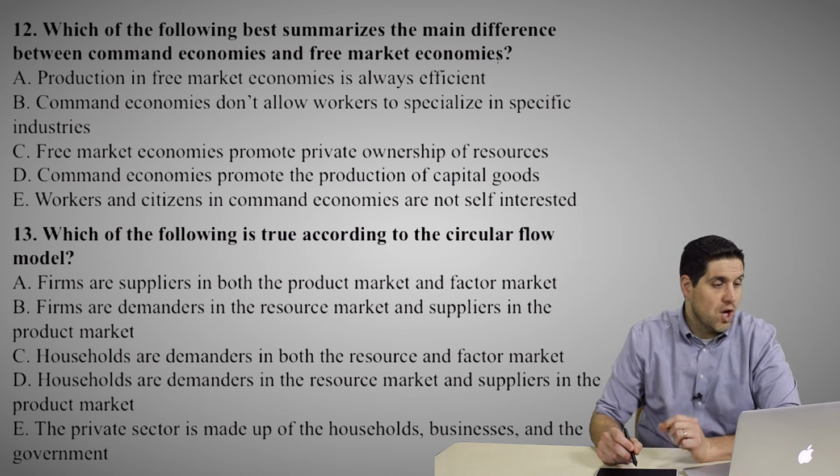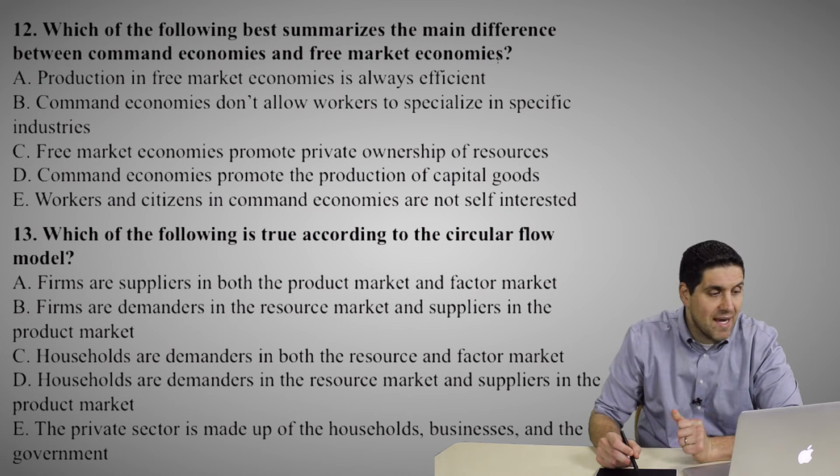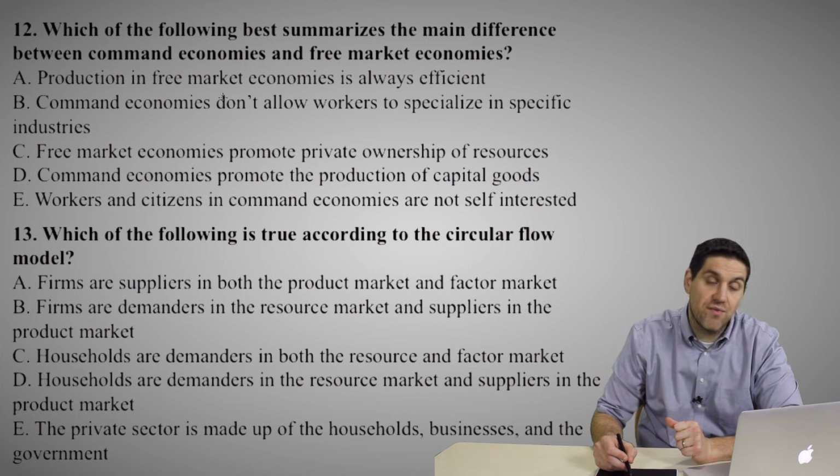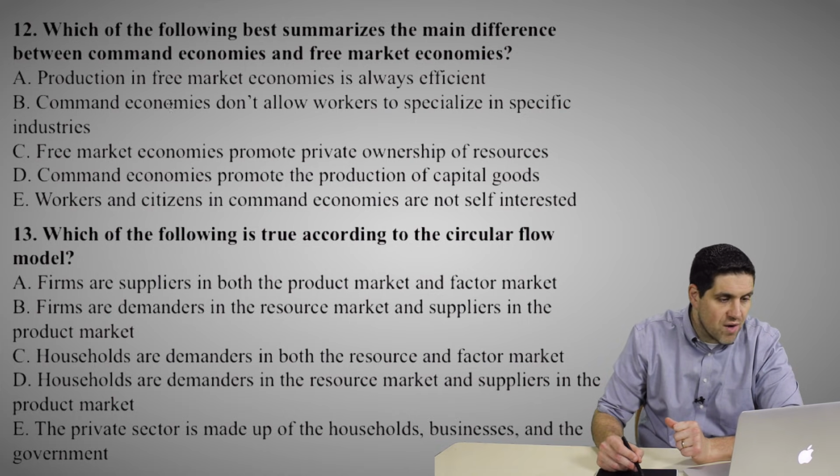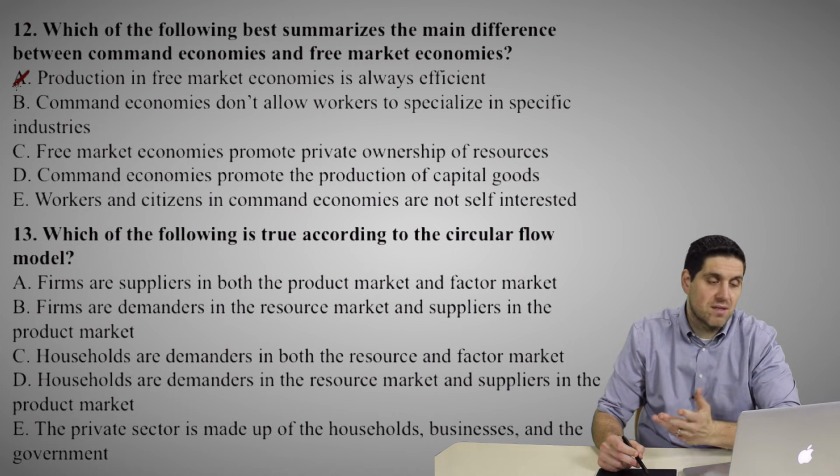All right, question 12. Which of the following best summarizes the main difference between command economies and free market economies? Production in free market economies is always efficient. No, definitely not true. There's definitely situations in a free market we're not producing the amount society wants.